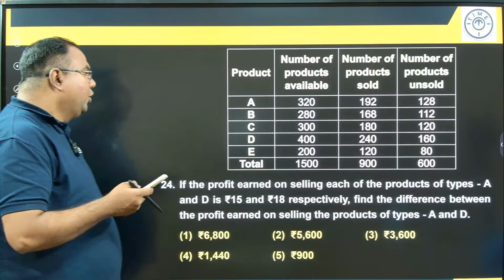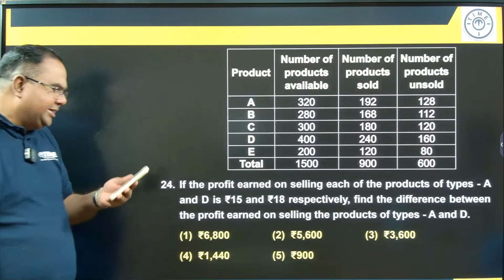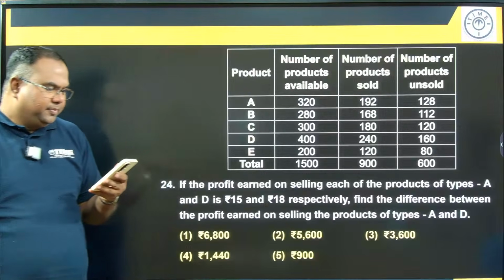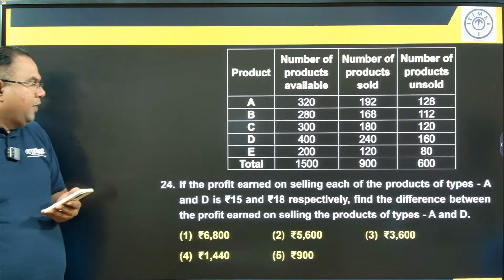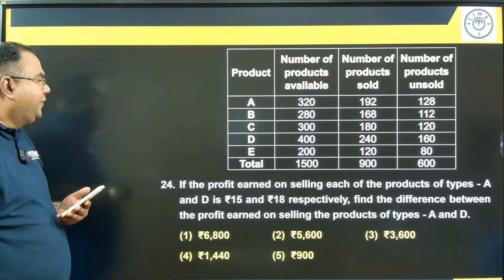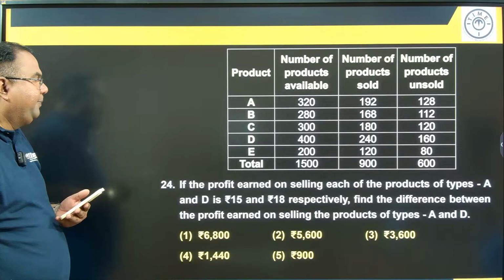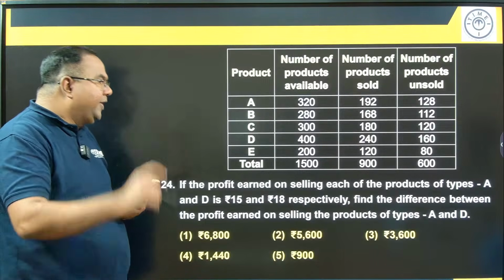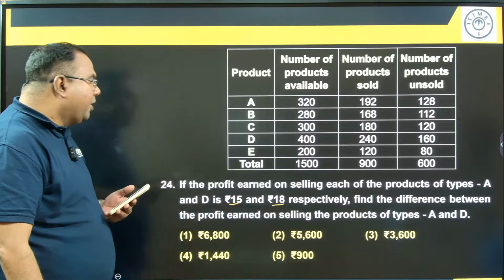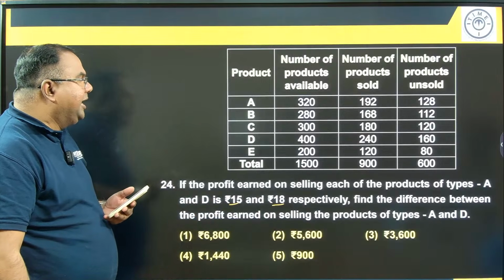Let's move on. Question number 24. This is a little calculation based. It takes time. I'll wait. Try and answer this. Profit earned on selling each of the products of type A and D is 15 rupees and 18 rupees respectively. So the profit on selling one item of A is 15 rupees and D is 18 rupees. Find the difference between the profit earned by selling the products A and D.